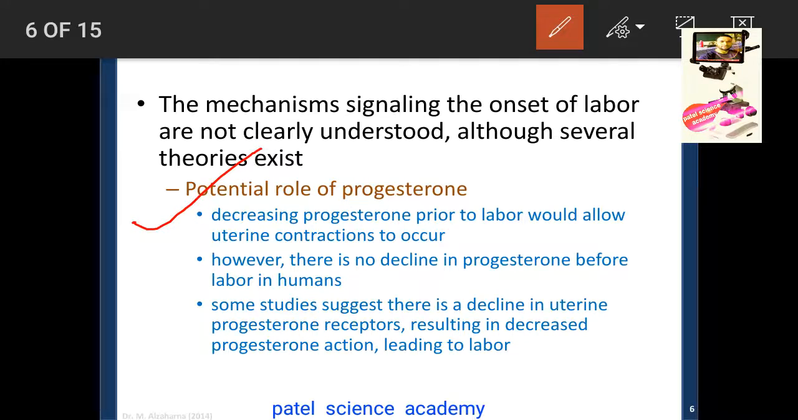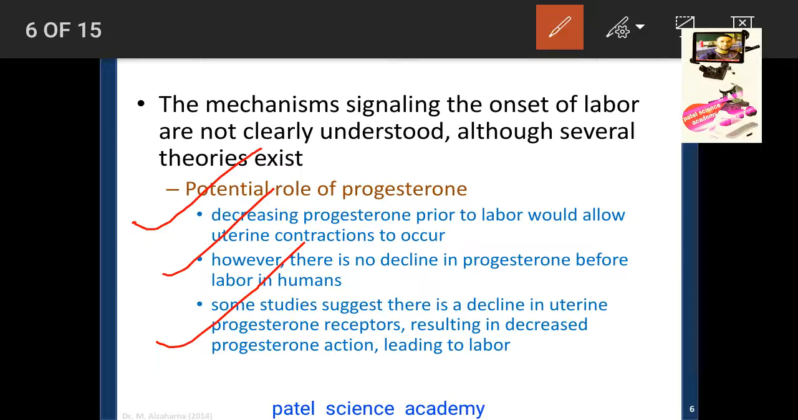It includes decreasing progesterone prior to labor, which would cause uterine contraction to occur. However, there is no decline in progesterone before labor in humans, while some studies suggest that there is a decrease in the uterine progesterone receptor, resulting in decreased progesterone action leading to labor.